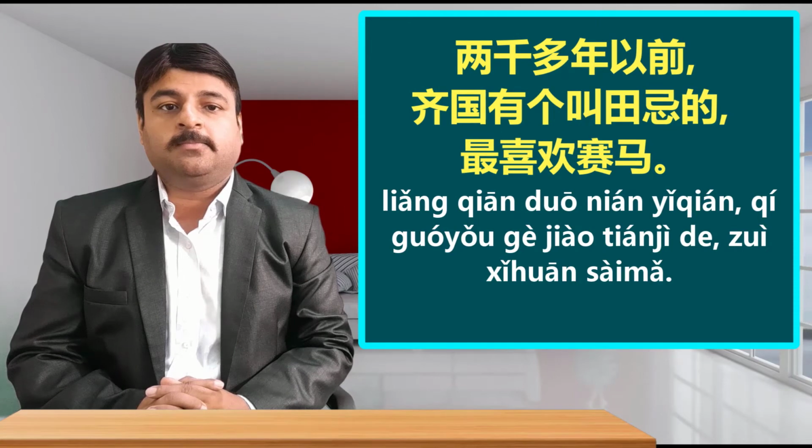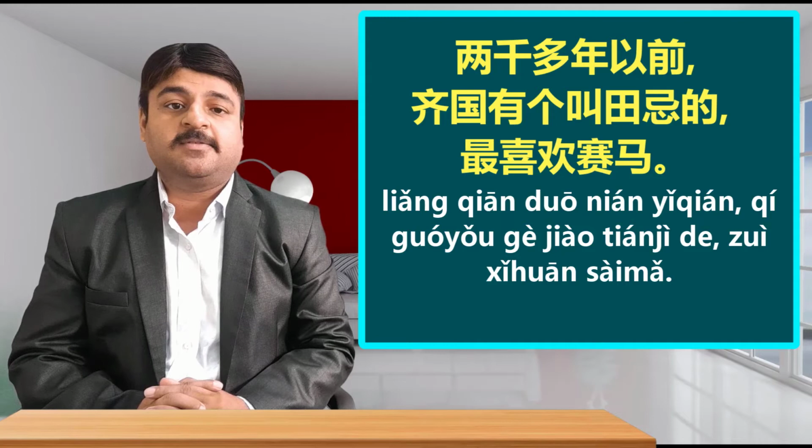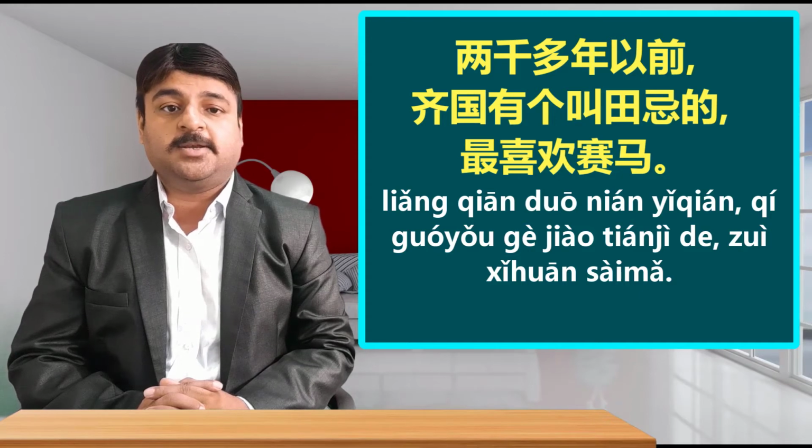2000多年以前. 2000 is 2000, 多 is more than. 以前 earlier. More than 2000 years ago. 齐国有个叫田忌的人, meaning a person named Tianqi. More than 2000 years ago, in Qi country, there was a person named Tianqi.